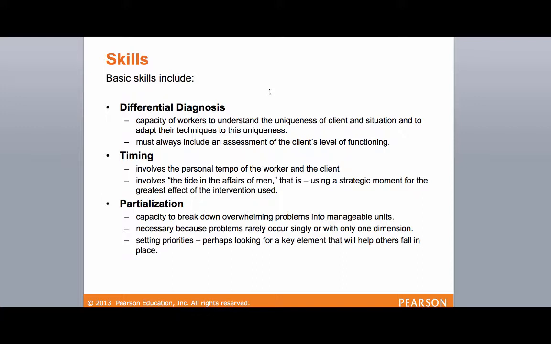Timing is another basic skill. Some of that involves your own personal tempo, if you're kind of a high energy kind of person or not, but certainly your tempo is only one part of the bigger picture, and we have to be able to consider what the client's tempo is, and perhaps that's even more important.